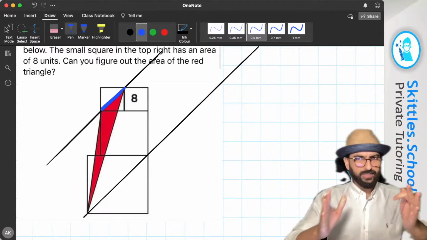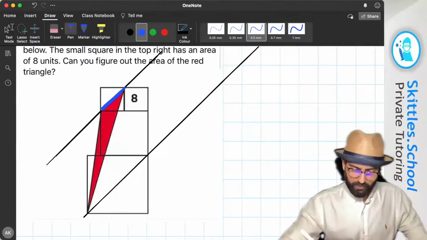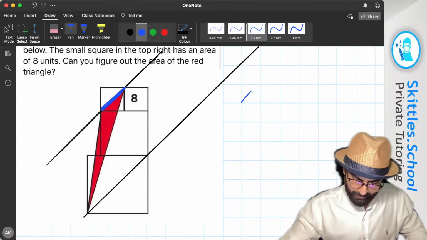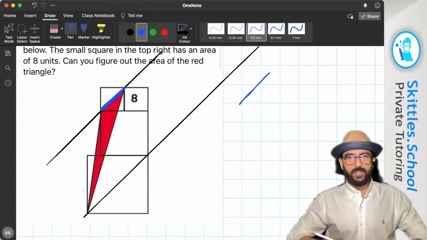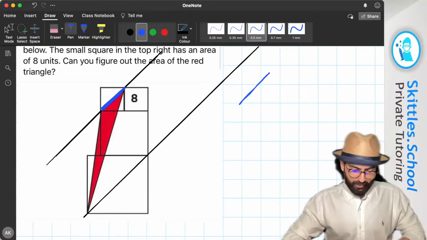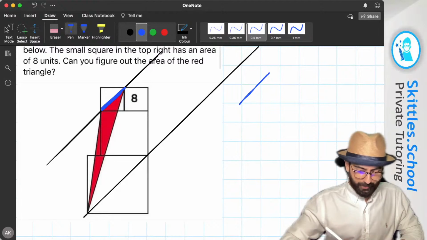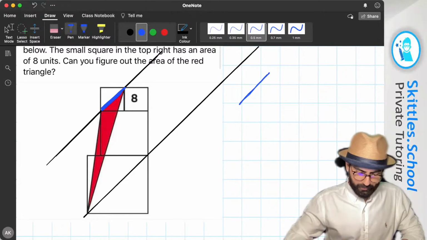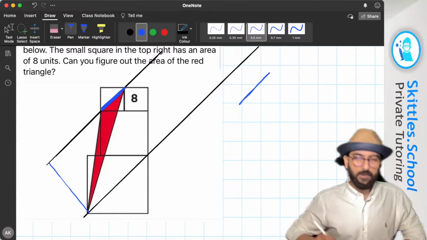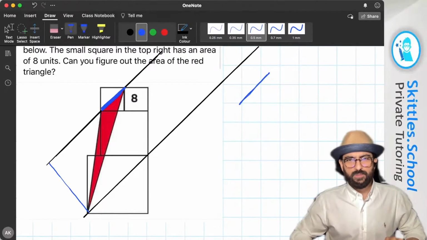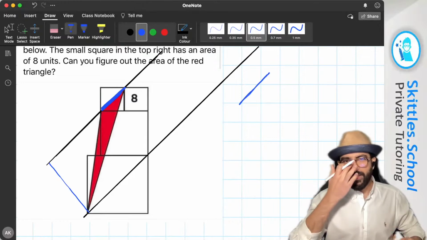So if I look at this red triangle, I notice that this here is the base of it. So I'm going to just redraw that. So we've got the base over here, and the vertical height would then be the distance between these 2 parallel lines. So the vertical height is that there. But there's no real way of working that out from there.